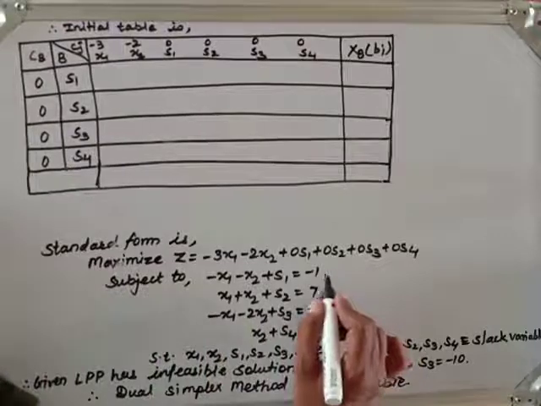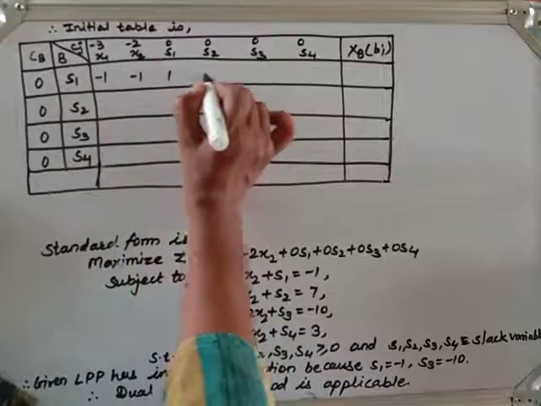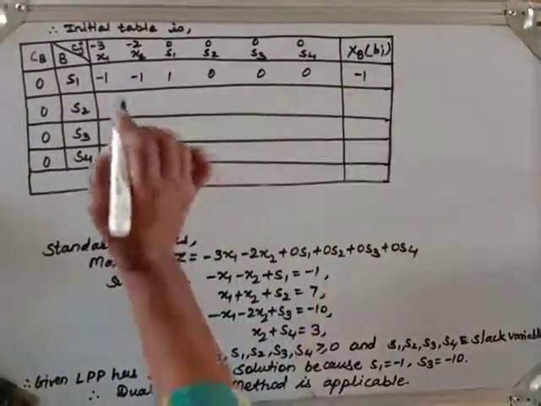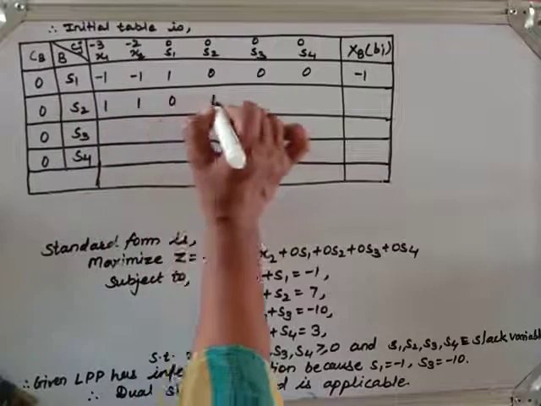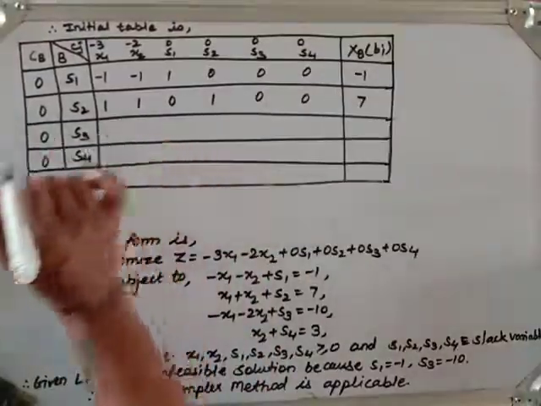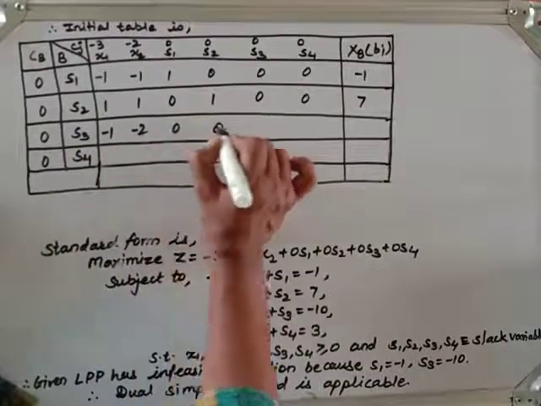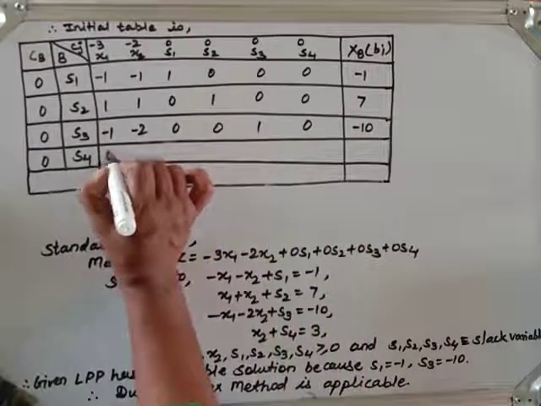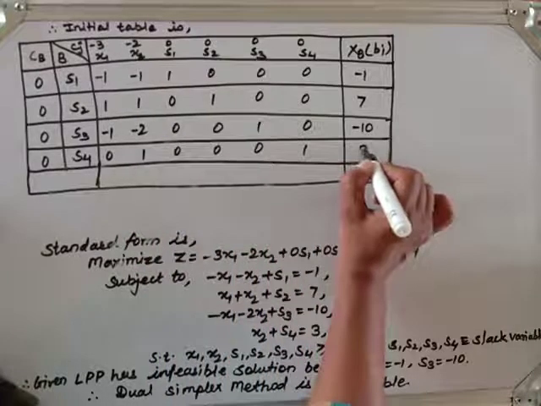Now the first constraint will give us here minus 1, 1, 0, 0, 0 and here XB will be minus 1. Now the second constraint: 1, 1, 0, 1, 0, 0 and here it is 7. Now the third constraint will give minus 1, minus 2, 0, 0, 1, 0 and minus 10. Then the fourth constraint will give 0, 1, 0, 0, 0, 1, 3.